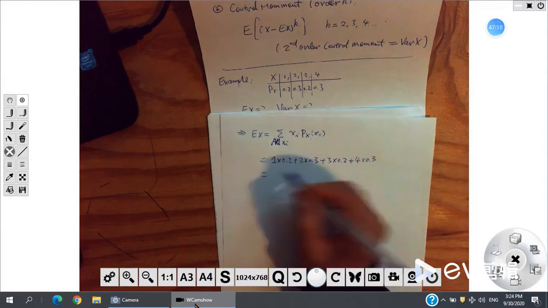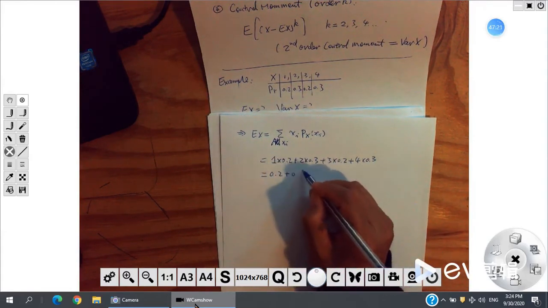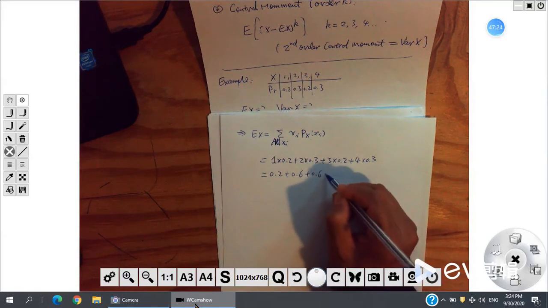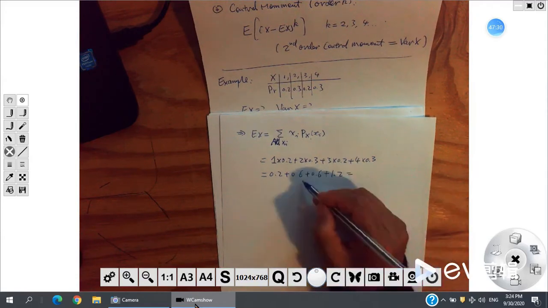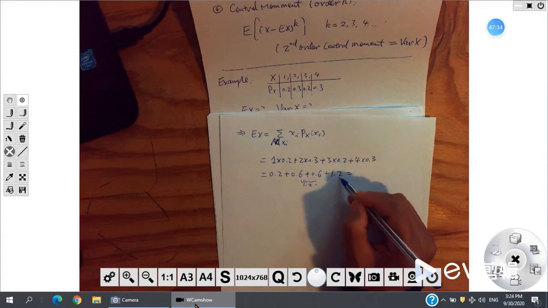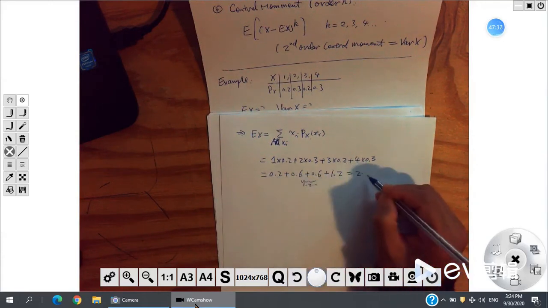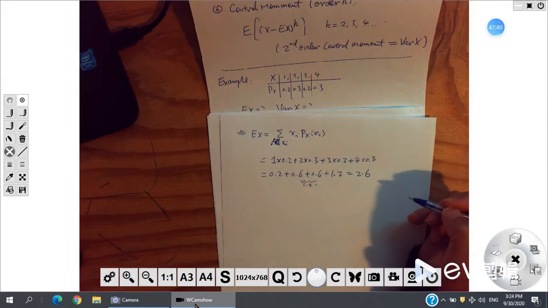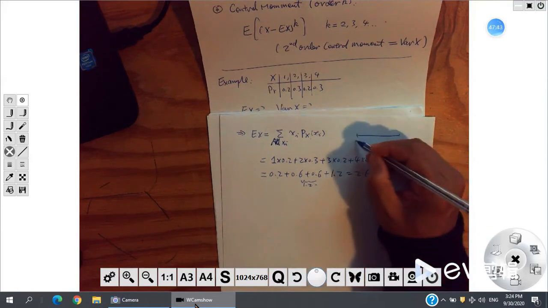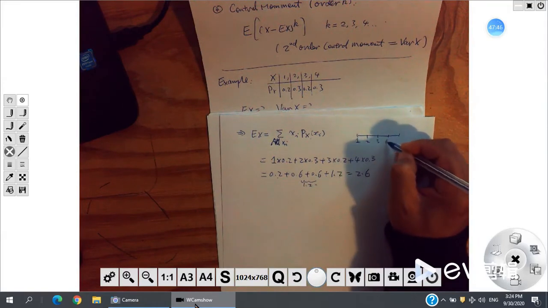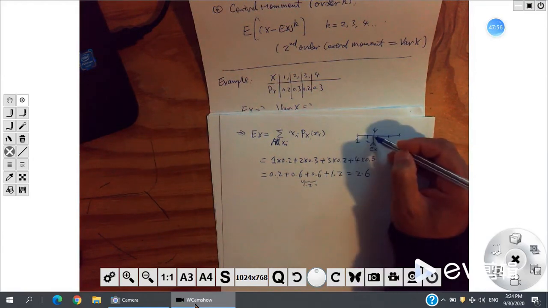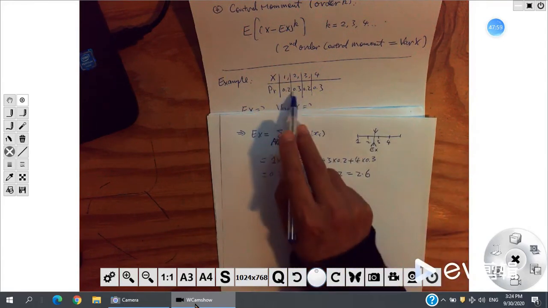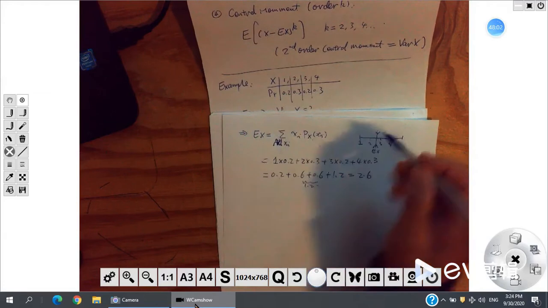You can have 0.2 plus 0.6 plus 0.6 plus 1.2. So these two will be 2.4, and another 0.2 makes 2.6. So this is the mean value. You have 4 possible values, 1, 2, 3, 4, and the mean is here. It's not in the middle because the probabilities are not equally likely. If they were equally likely, the mean must be in the middle.